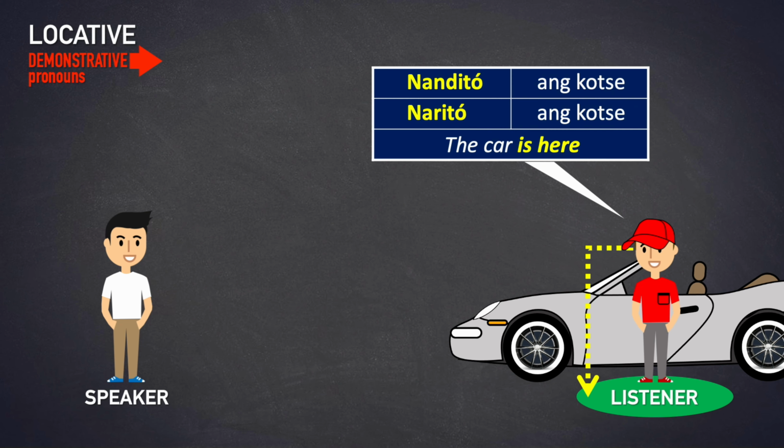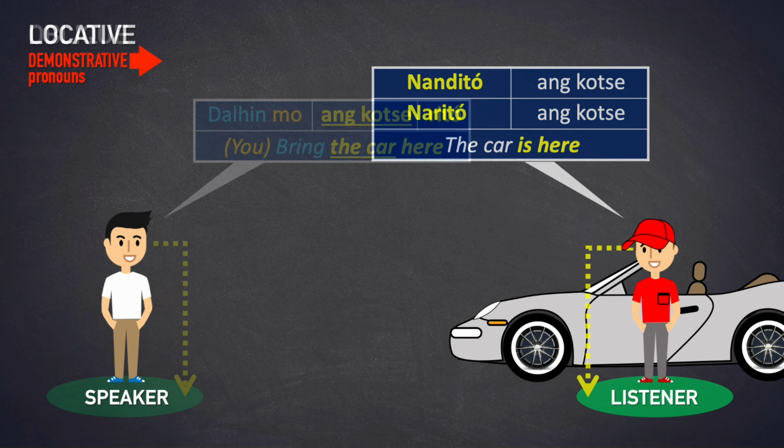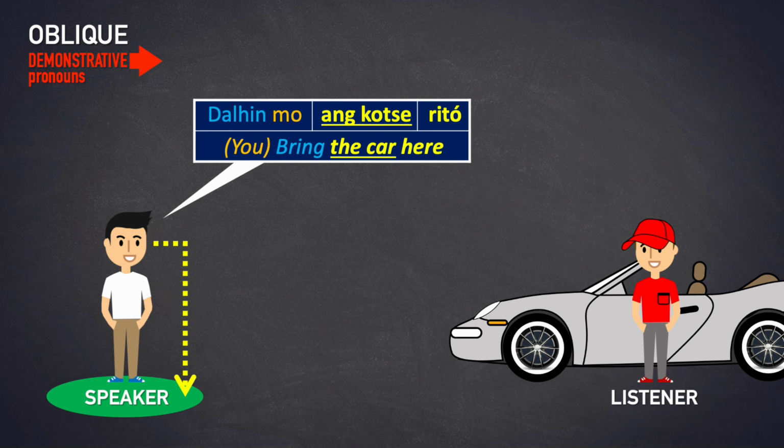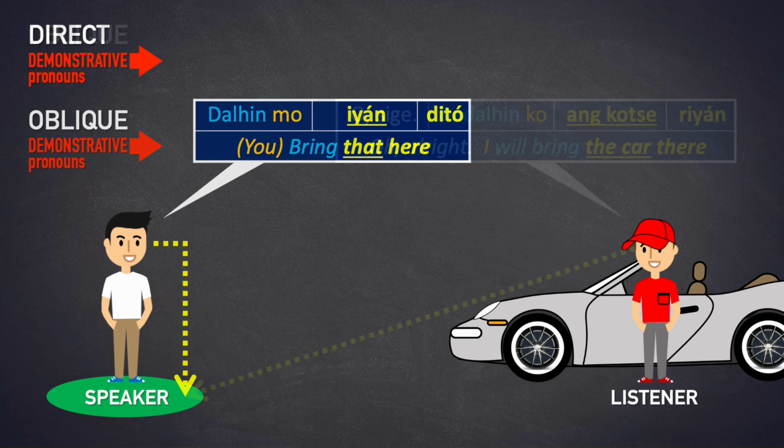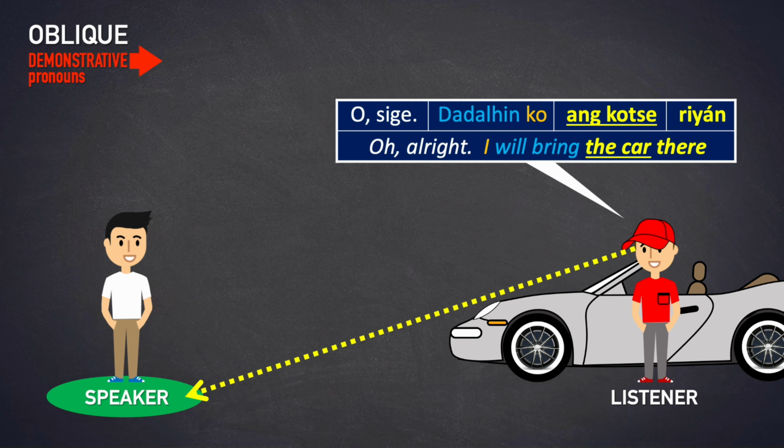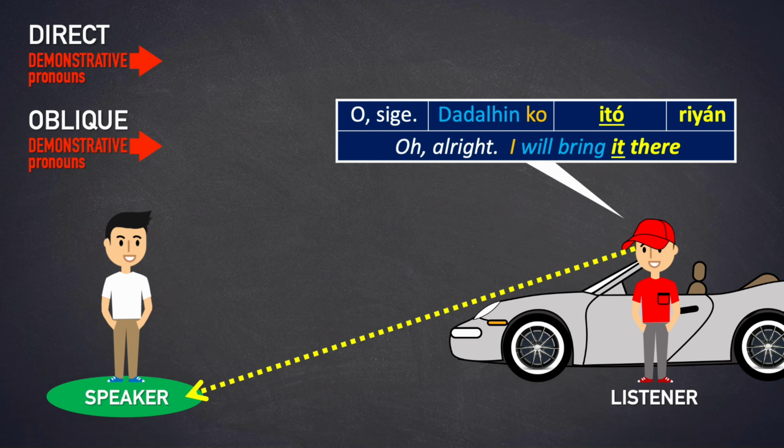Nandito ang kotse. Narito ang kotse. The car is here. Dalhin mo ang kotse rito. You bring the car here. Dalhin mo iyan dito. You bring that here. O sige, dadalhin ko ang kotse riyan. Oh, all right. I will bring the car there. O sige, dadalhin ko ito riyan. Oh, all right. I will bring it there.